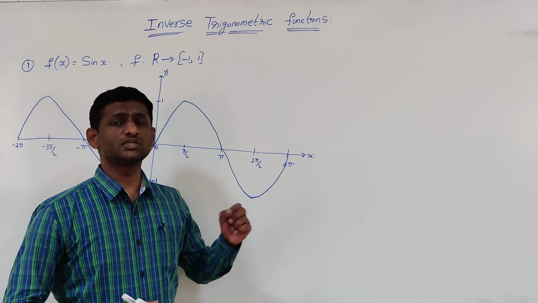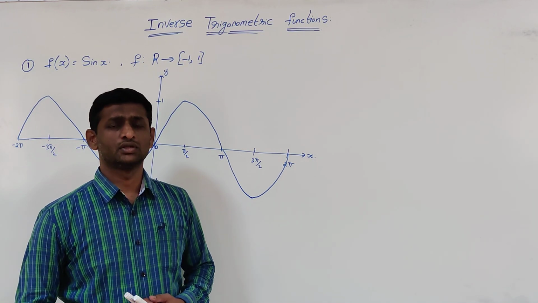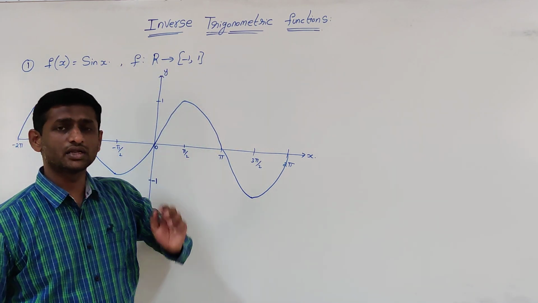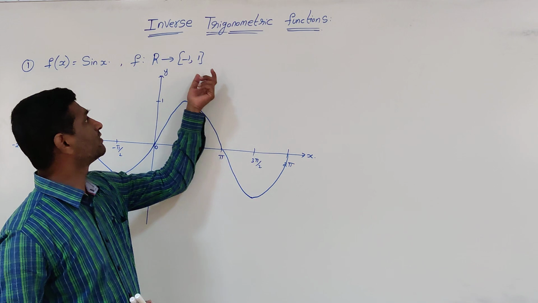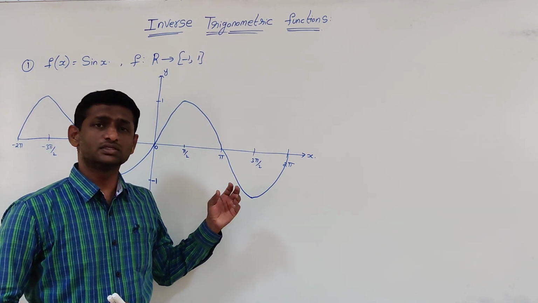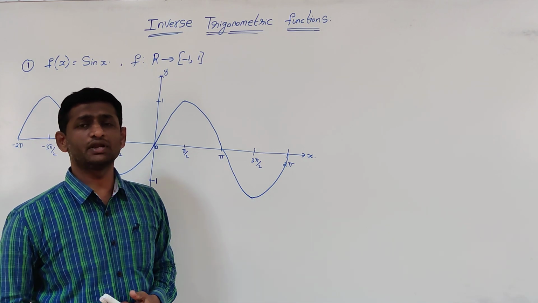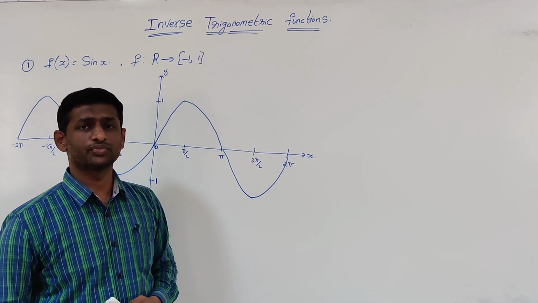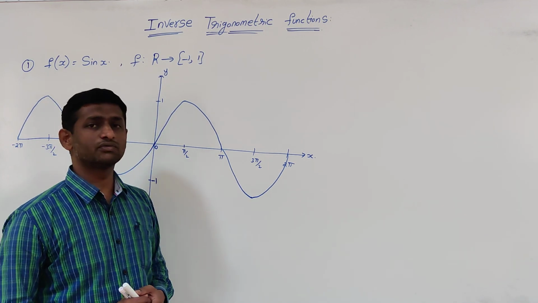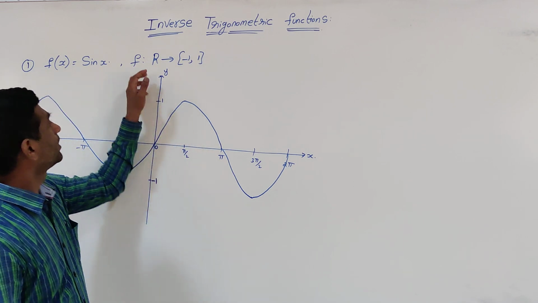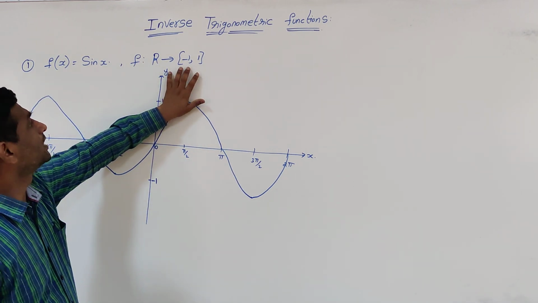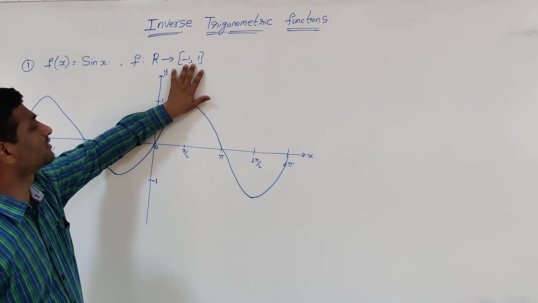We'll see the first trigonometric function, sin x. The domain of sin x is R, and the range is the closed interval -1 comma 1. We have already learned the graphs of the six trigonometric functions in the previous sessions, so again we'll see the same graphs one by one. As we know, the domain of sin x is R and the range is the closed interval -1 comma 1, and this is the graph.